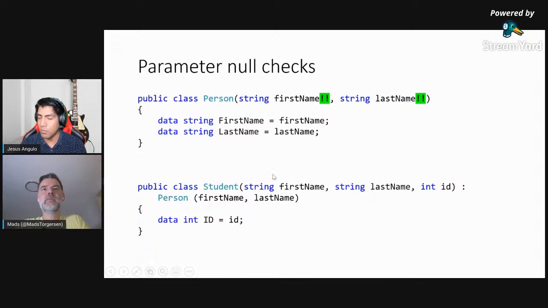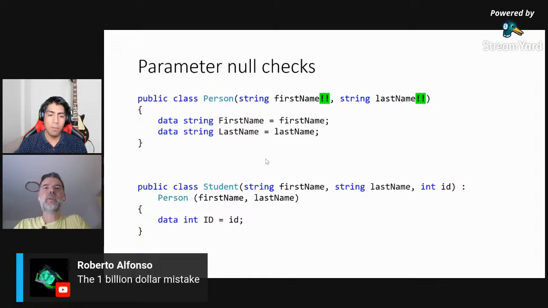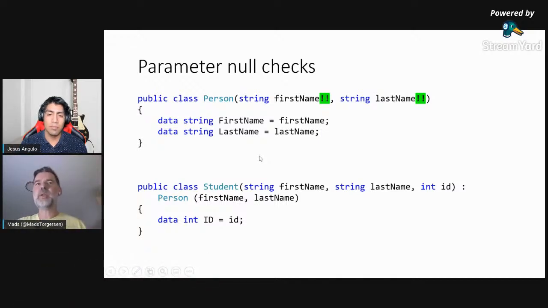Many times, the only, or the first couple of lines of code in a method or a constructor is checking for null and throwing exceptions.